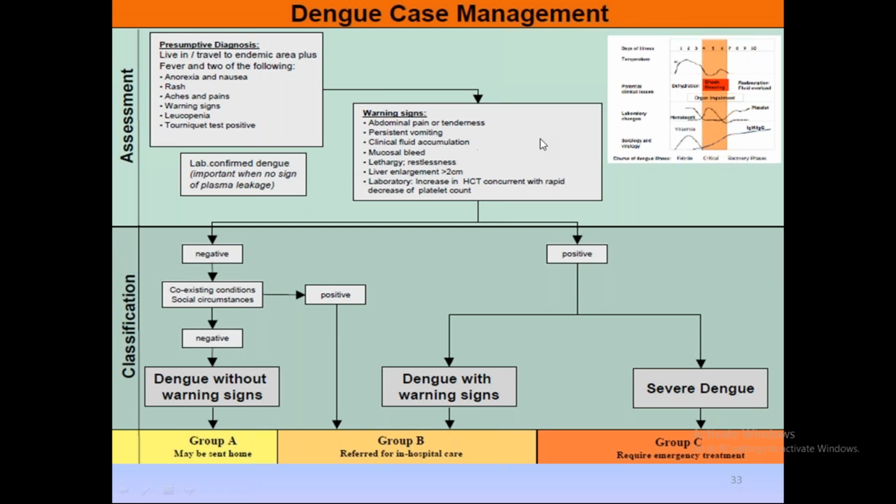Already discussed: abdominal pain, persistent vomiting, lethargy, restlessness. All these features are warning signs. If there are no warning signs, we can send home. If there are warning signs, we admit. If they have warning signs, they may go into shock or bleeding manifestations or multi-organ involvement, then we call it severe dengue, which needs ICU care.